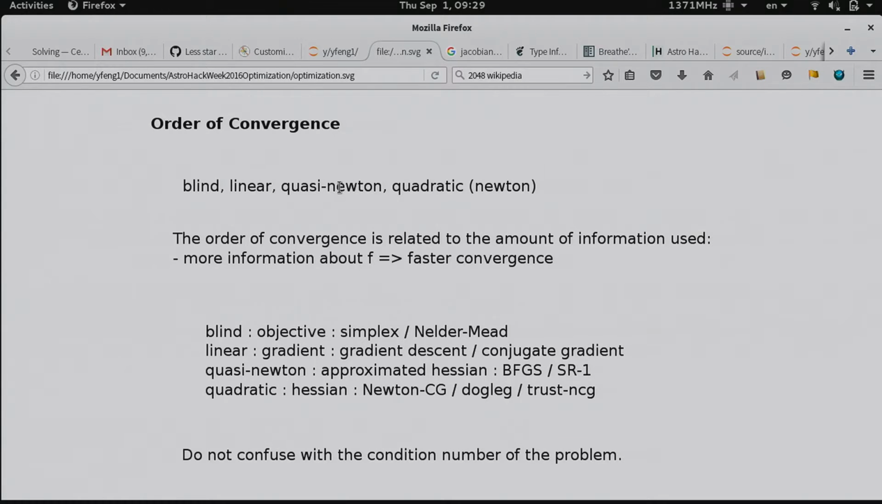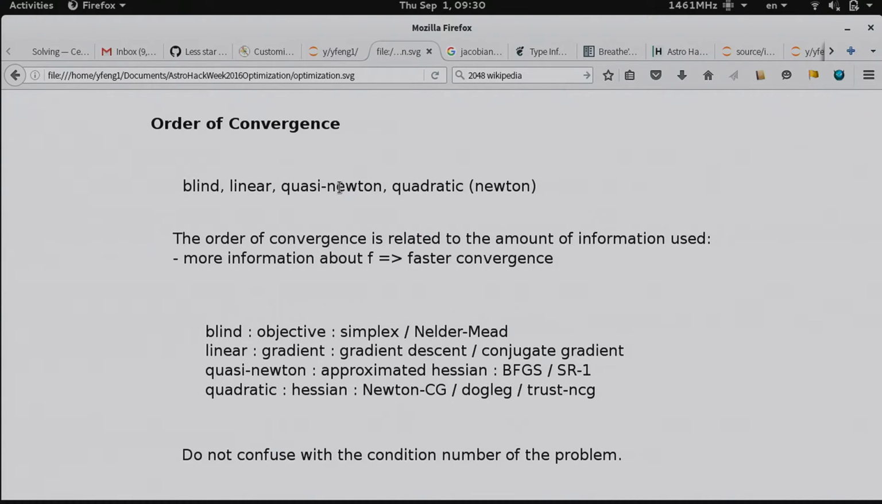But as we go down, as we use more information about the function, each iteration is getting more expensive. So that's where it becomes sort of like an art, but actually there is just a rule of thumb about which algorithm to use. And you can imagine, right, it's going to be somewhere in the middle. So it's either linear or Quasi-Newton. That's what people use in practice.